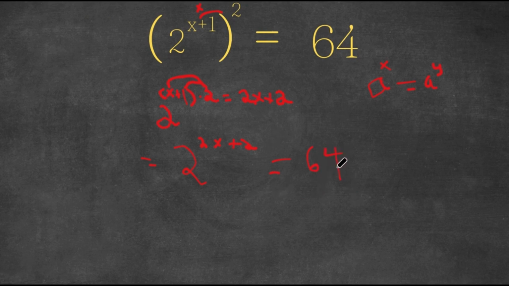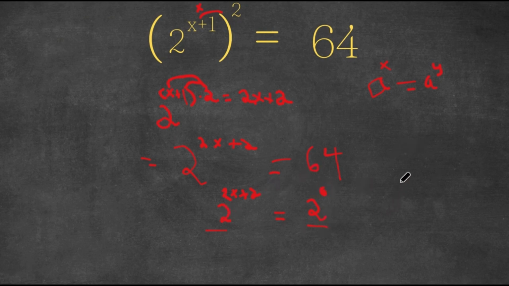So 64 is actually equal to 2 to the power of 6. 64 is 2 to the power of 6. So now, as you can see, we have a base of 2, and this still equals 2 to the power of 2x plus 2. And remember, if these two bases are the same, then the exponents are the same as well, meaning that 2x plus 2 is equal to 6.